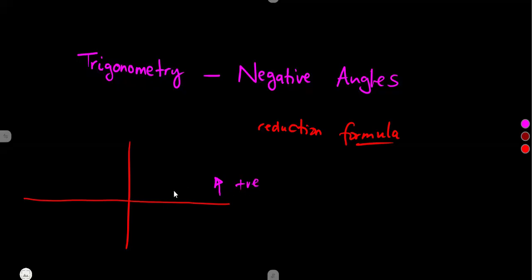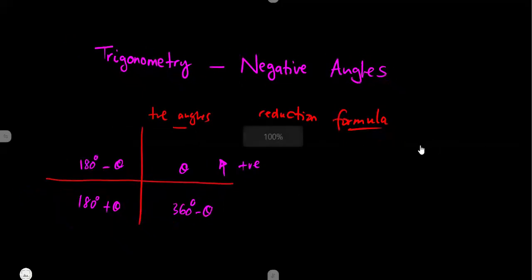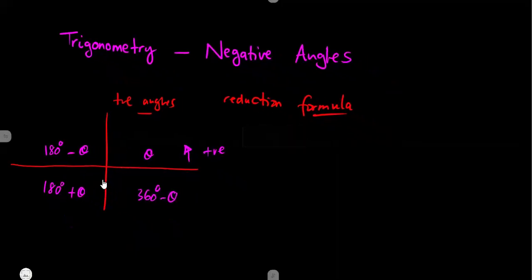In the first quadrant, you're going to have your theta. This will be 180 degrees minus theta, 180 degrees plus theta, and here you've got 360 degrees minus theta in the fourth quadrant. These are the angles that we had as positive angles. So these angles, in terms of our reduction formula, give us the same properties as their equivalent negative angles in the same quadrant.